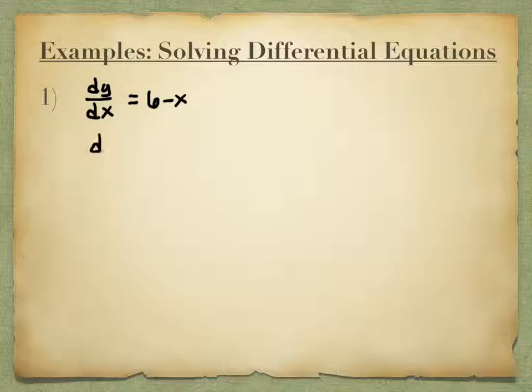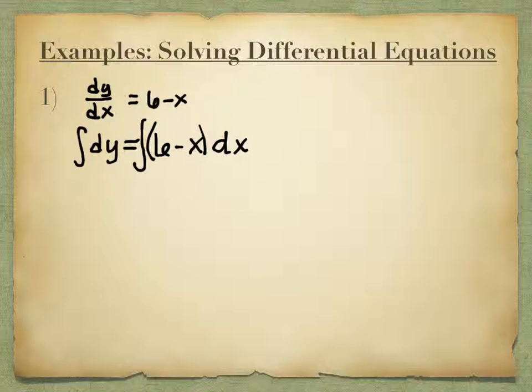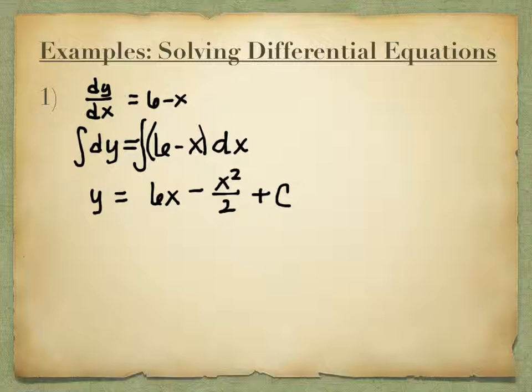Okay, so we're going to first write this as dy equals 6 minus x dx. I'll put this in parentheses just to indicate that. Now what? Integral on both sides. Good. So what does the left side become? Y. And the right side? X squared over 2, right? And then plus c. Okay, so that's just a reminder from last time.